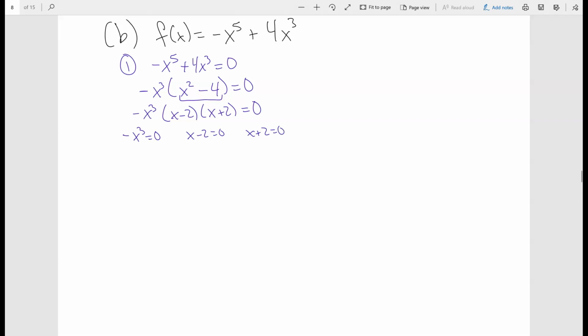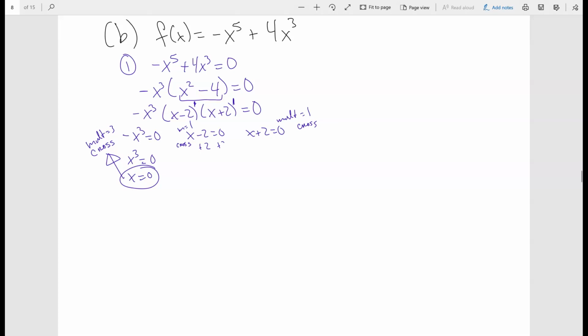Okay, so now let's look at multiplicities. Notice this guy has a multiplicity of 3. That means it's going to cross. Multiplicity of 1, cross again. Multiplicity of 1, cross again. You can even look here, there's a degree of 1. So solving this, I divide by a negative. I get x cubed equals 0. Take the cube root, so x equals 0. So at x equals 0, you're going to cross.